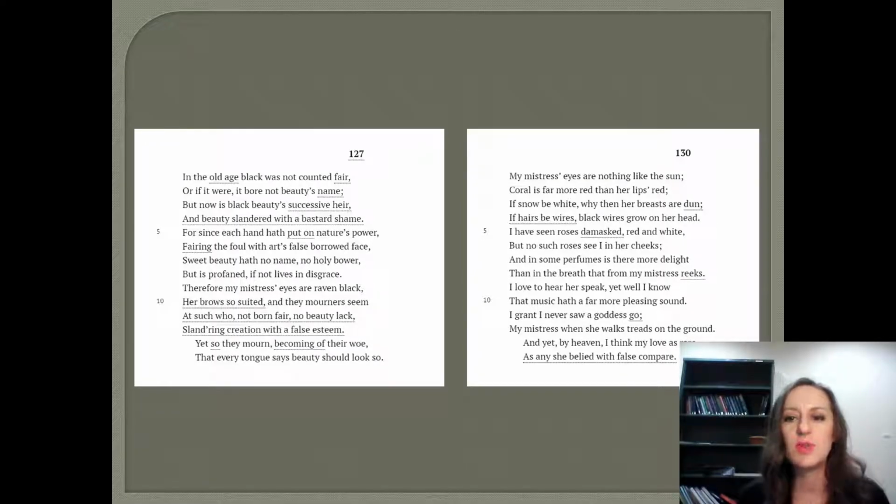I love to hear her speak, yet well I know that music hath a far more pleasing sound. I grant I never saw a goddess go. My mistress, when she walks, treads on the ground. And yet, by heaven, I think my love as rare as any she belied with faults compare.